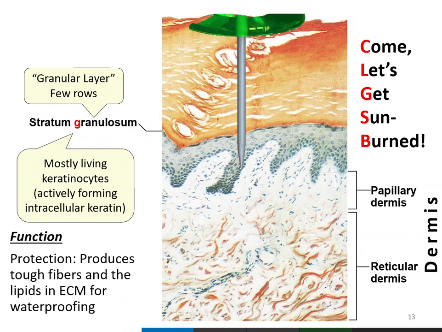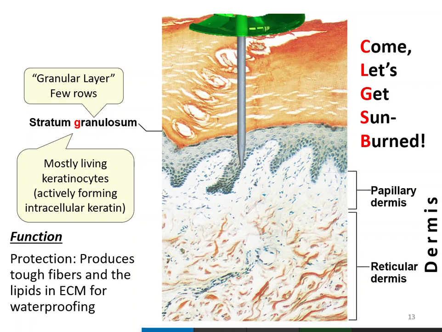Third layer deep, this is stratum granulosum, also known as the granular layer. Not an exact number of rows that we can say here, but a few rows of cells. And in this case, the function here is protection once again. Once again, it's going to produce those tough keratin fibers. But not just that, those cells are going to also produce lipids and release those lipids into the extracellular matrix. They'll release those lipids through exocytosis, and the purpose of the lipids is to help repel water.